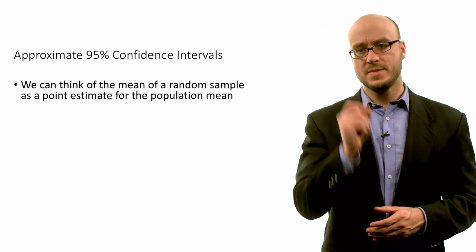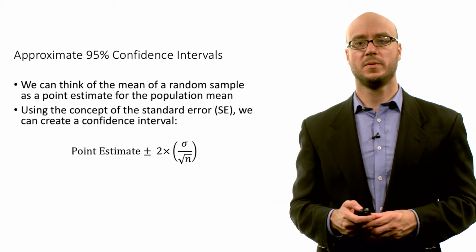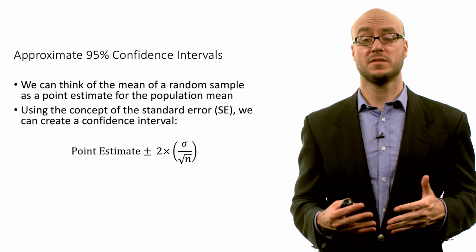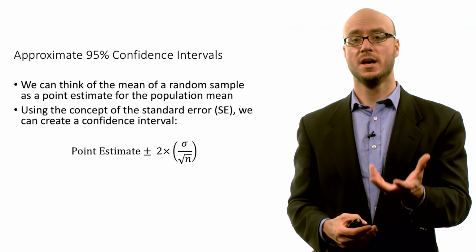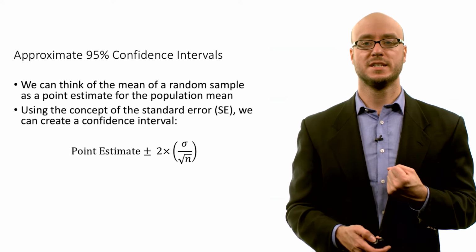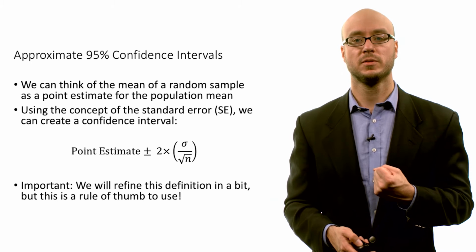We can think of the mean of a random sample as a point estimate for the population mean, and then using the concept of the standard error, we can create a confidence interval or an interval estimate, which again is this point estimate plus or minus 2 times the standard error, where the standard error is sigma divided by the square root of n. This is a very important rule of thumb. It's very useful. Now, one aspect of an interval estimate or confidence interval is that we need to be careful how we interpret the interval.